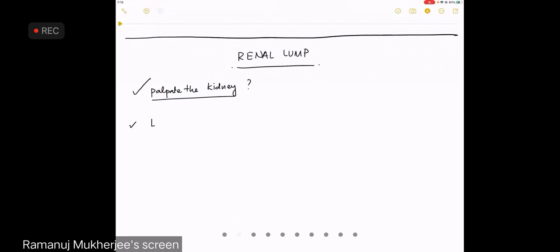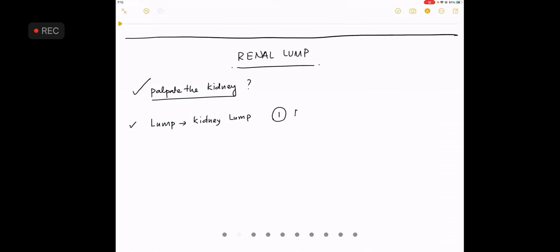Why did you say the lump is a kidney lump? Number one, a kidney lump is retroperitoneal in location. That means, which test differentiates a retroperitoneal from an intraperitoneal lump? The knee elbow test.